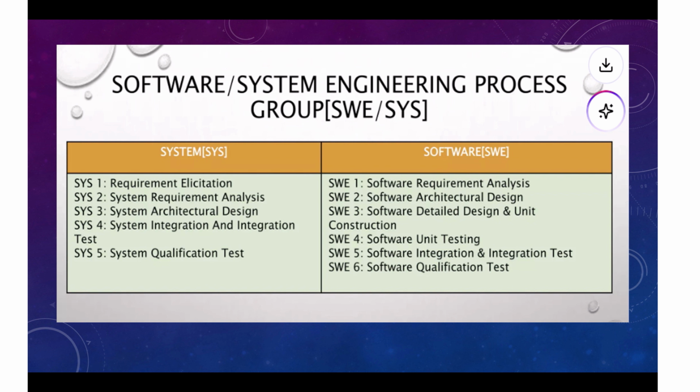So in the system level we have five processes. One is the requirement elicitation, system requirement analysis, system architectural design, system integration and integration test, and the system qualification test. And in the software level we have software requirement analysis, software architectural design, software detailed design and unit construction, software unit testing, software integration and integration test, and software qualification test. So this was regarding the software and system engineering process group, SWE and SYS.